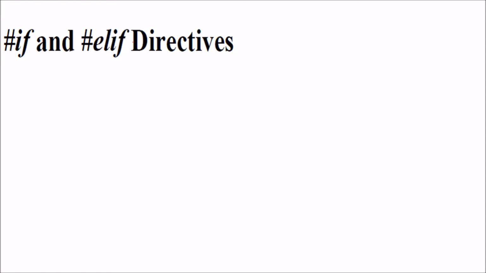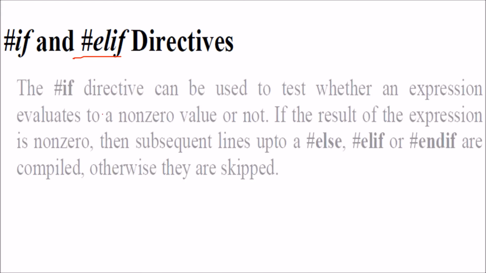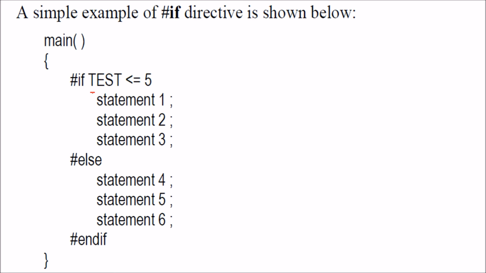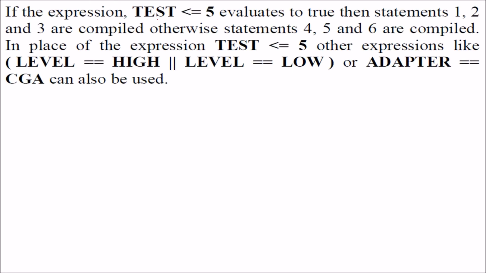The #if and #elif directives. We have seen that we use if-else, and this #elif is a more specialized form of writing if-else again and again. So the #if directive can be used to test whether an expression evaluates to a non-zero value or not. If the result of that expression is non-zero, then the lines under #if, #elif and #else are going to be compiled, otherwise they will be skipped. I'll give you an example. If this is an expression, if TEST is less than or equal to 5, then these 3 lines will be done, otherwise these 4 lines will be done and you end it. So this is a conditional you are using, checking for the condition.